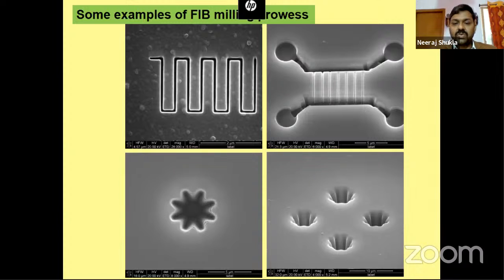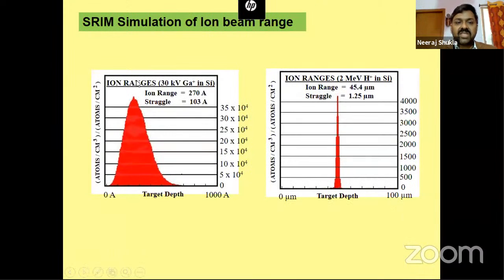Moving on to the next part. This is the range I was talking about: 30 kV gallium in silicon goes up to, let's say, 270 angstrom, and 2 MeV proton in silicon goes up to 45 micrometers. So you can see that range plays a very important role. Because the low energy ions remain near the surface, they are responsible for removing material from the surface. And because the others go so deep, they create nuclear damage at the end of the range, but that collision cascade may not reach the surface.